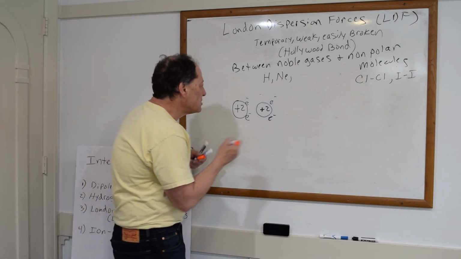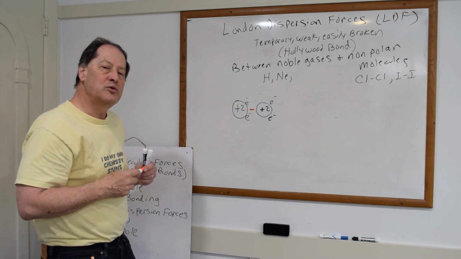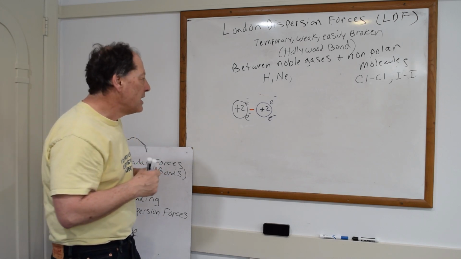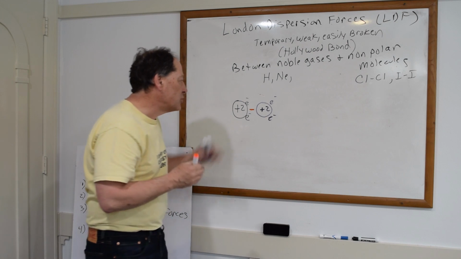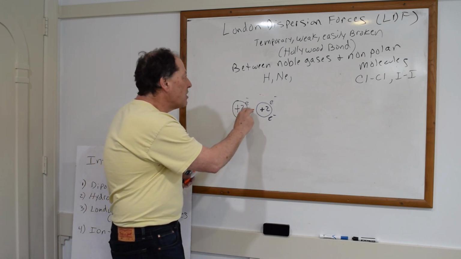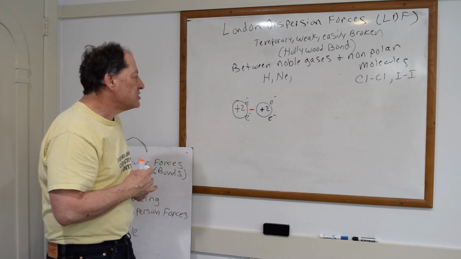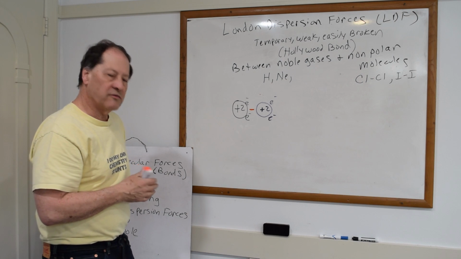And that creates what we would call a temporary or an induced dipole. Okay? So there's a weak attraction there between those two helium atoms. That is what we call London dispersion forces. That's that temporary weak force. It's the weakest of the intermolecular forces.